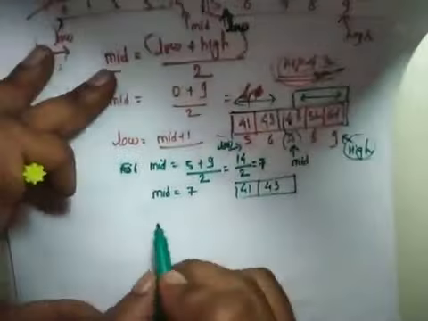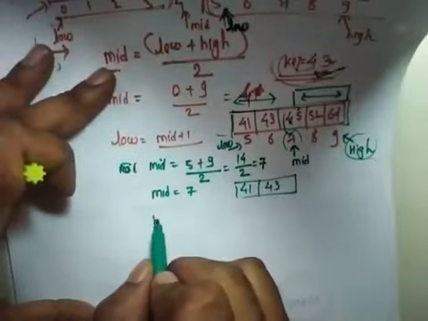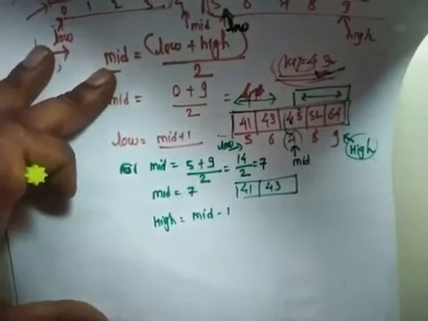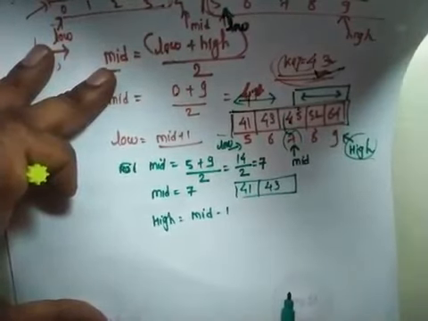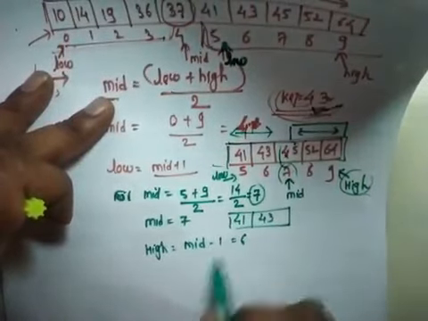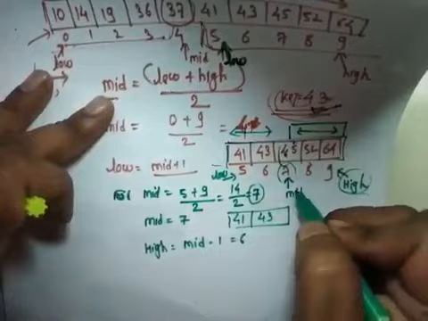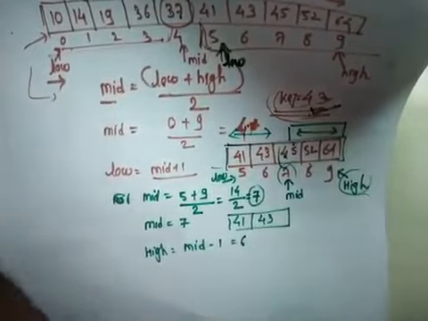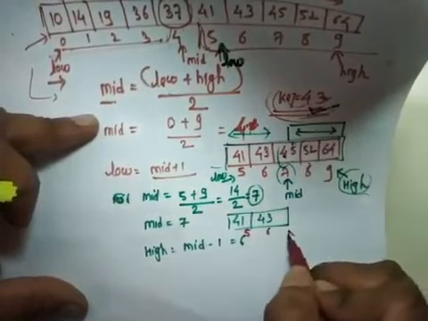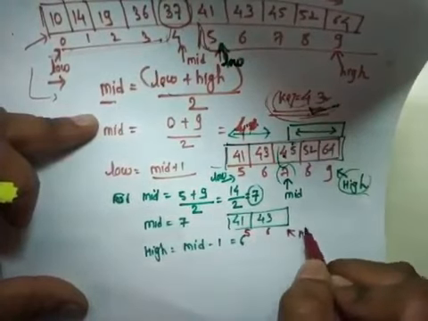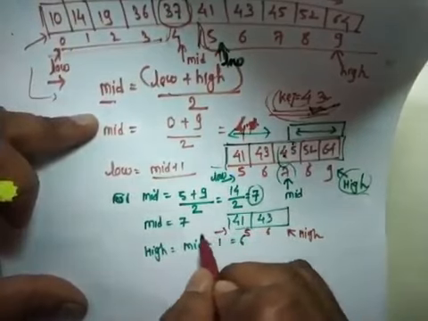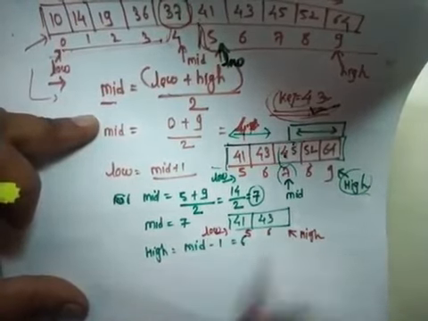Now to find the updated high, what am I going to do? High is equal to mid minus 1. So what is the mid value? That is 7 minus 1, that is equal to 6. Now the updated high is 6. See, this is index 5 and this is 6. So now your high will point to this location, and low will point as usual at this position, index 5.